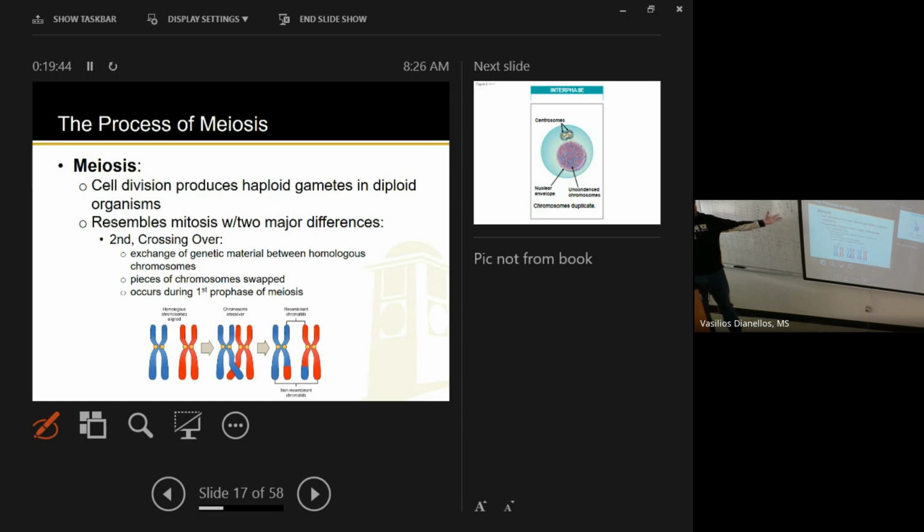Anyway, those are the two main differences between meiosis and mitosis. So are there any questions about the two main differences between meiosis and mitosis? All right, then let's move forward.